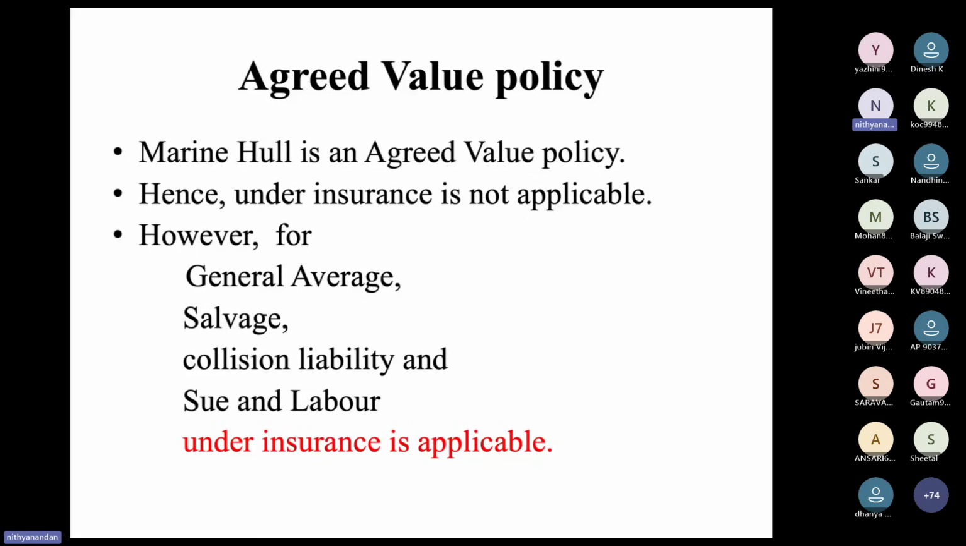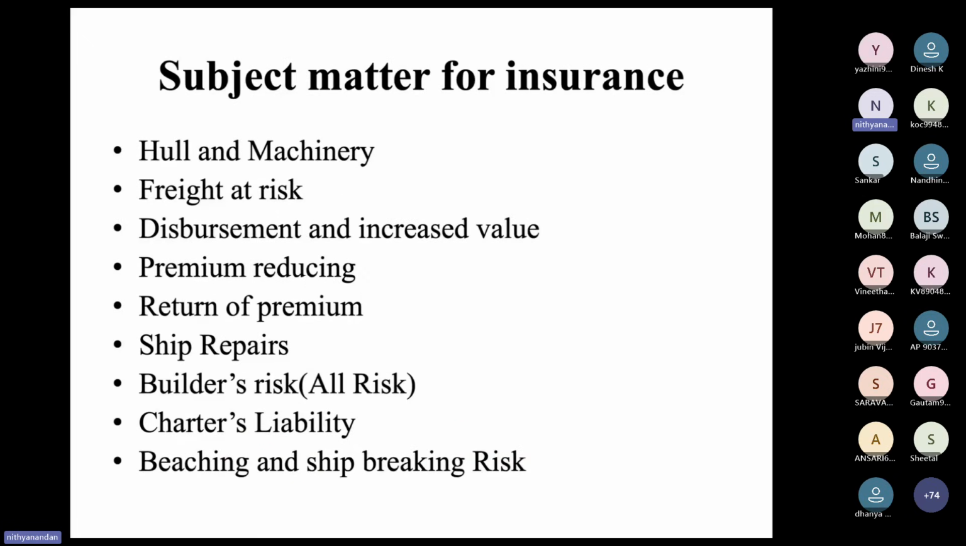Normal, all the basic principles of insurance are applicable for hull insurance also. What is the subject matter? Hull and machinery. Hull means the skeleton of the ship, the body of the ship. Machinery means the machinery which is used to run the ship, right? So hull and machinery are insured in a single policy. There is no separate policy for hull and separate policy for machinery. It is known as the H&M policy only, hull and machinery policy only.